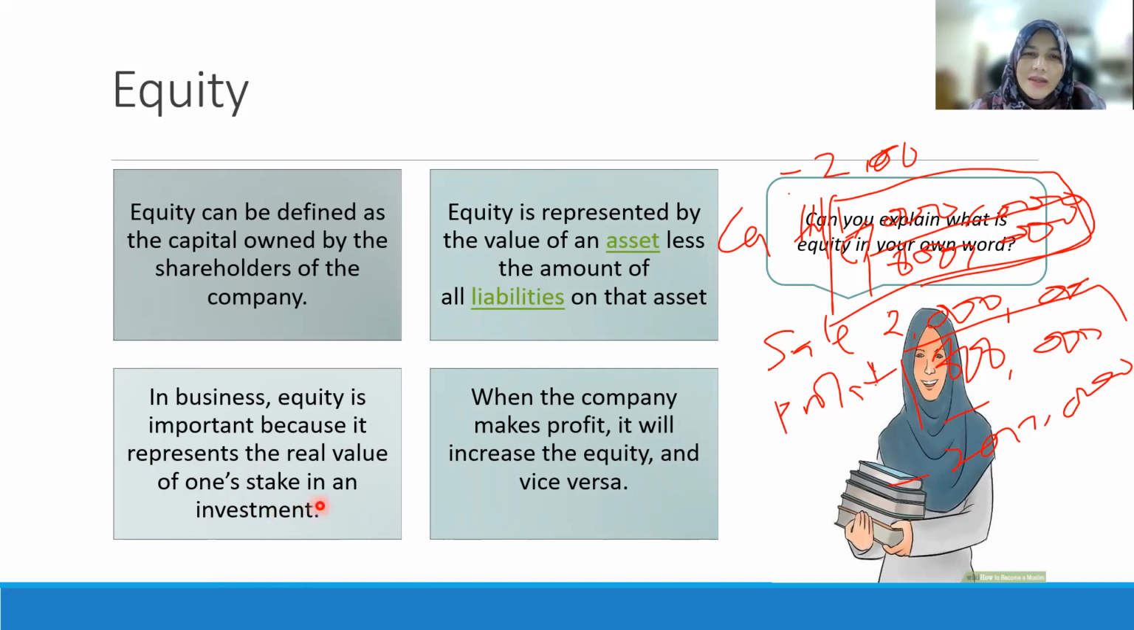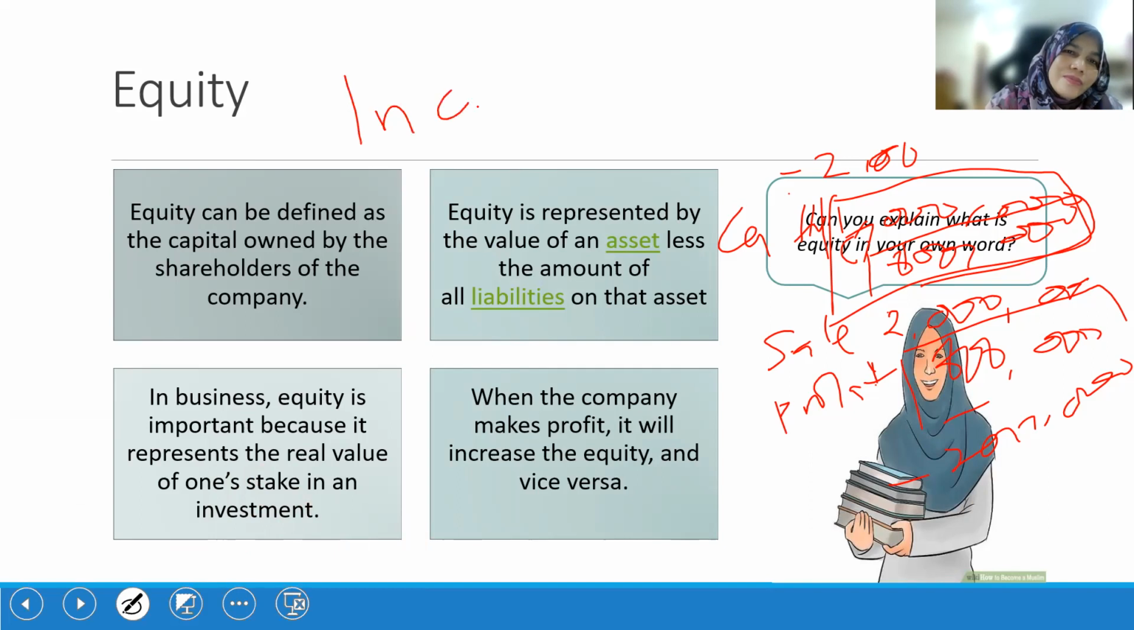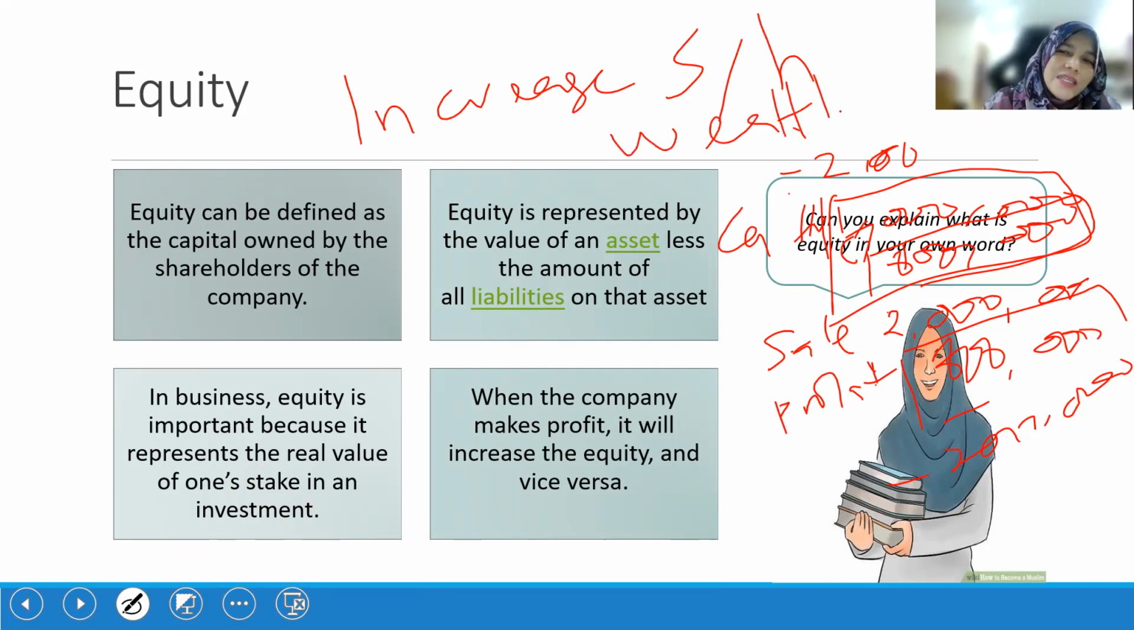This is what we always heard about. Have you ever heard the term of increase the shareholders' wealth or maximize the shareholders' wealth? I believe in the first class I did mention the objective of business is to increase the shareholders' wealth or to maximize the shareholders' wealth.